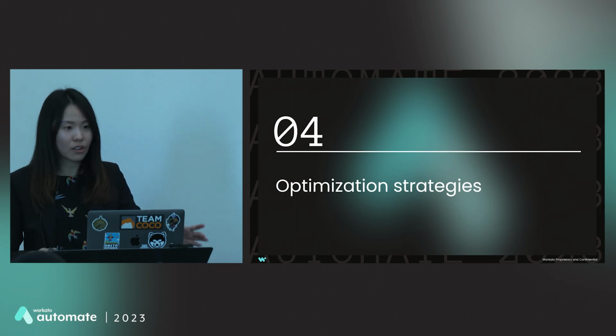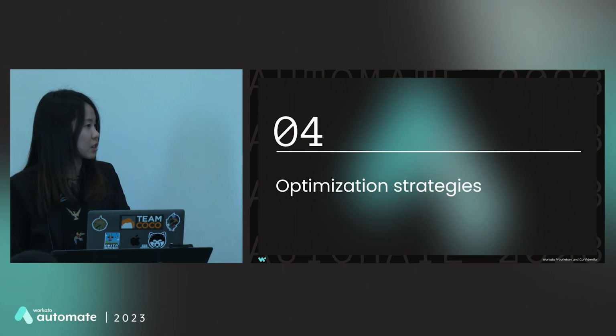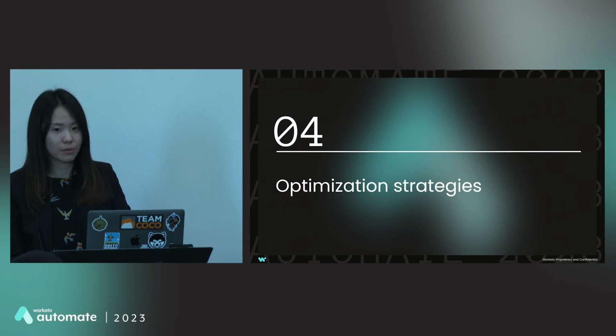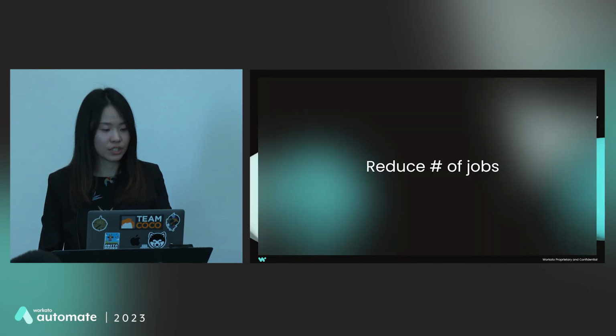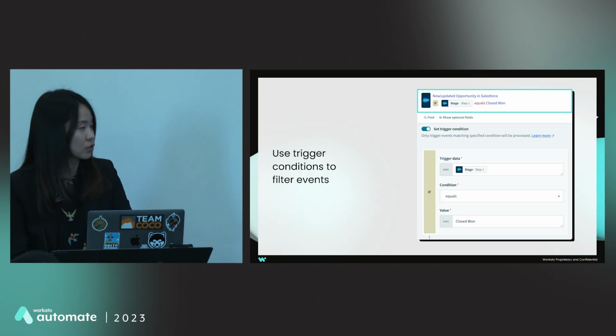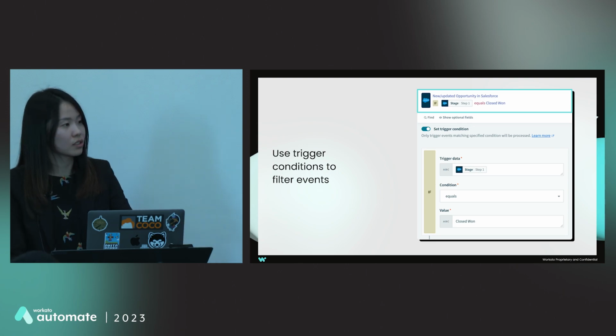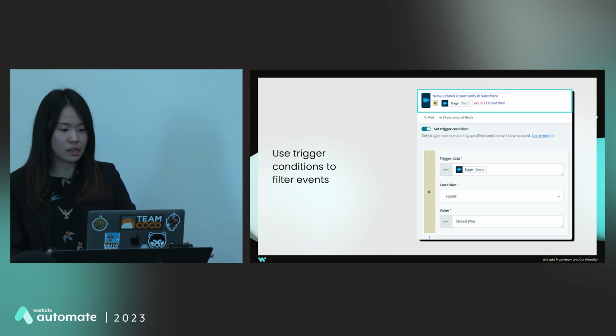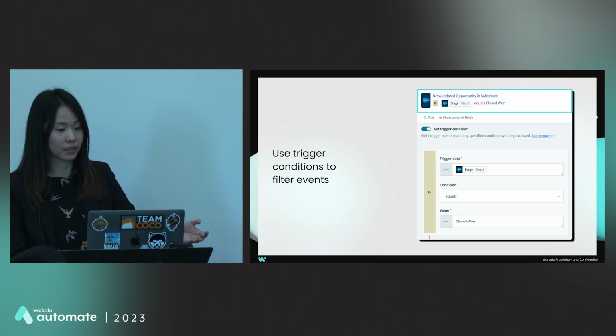Okay, so those are all the new features, right? Let's talk about some of the other optimization strategies that we can employ to reduce tasks as a whole. So there are 4 main strategies. The first one is to, of course, reduce the number of jobs from the get-go. Filtering out from the source will help you significantly in reducing the number of tasks overall. So simply employ the use of trigger conditions to filter out events that you don't need to process in your job. That will help you cut down a significant number of tasks.